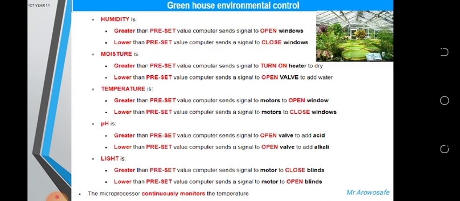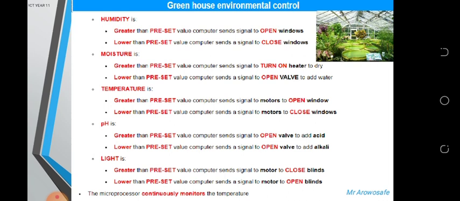So now this slide is all about how microprocessor can control greenhouse environmental control using all the listed sensors to read the data. The first one is what?